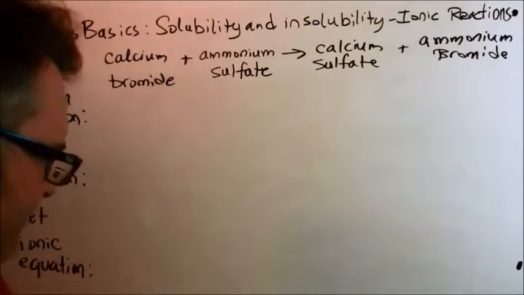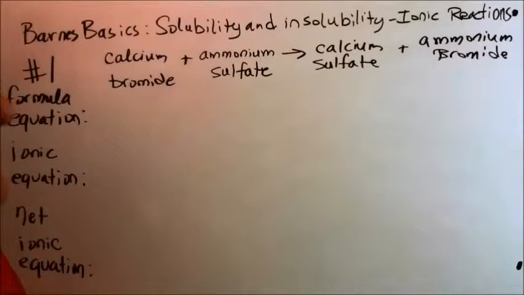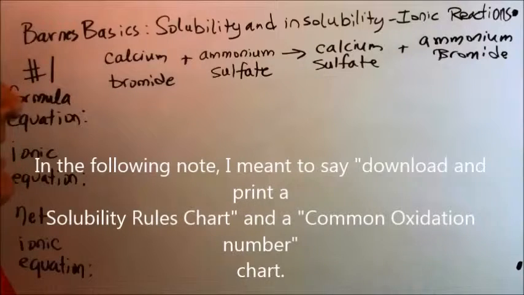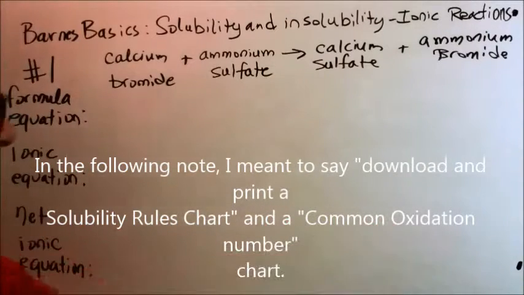The next thing that I want to do is write the individual formulas, and I'll do that using common oxidation numbers. I want to balance the equation, and then after that determine the solubility of each one of these compounds and thus predict the net ionic equation.